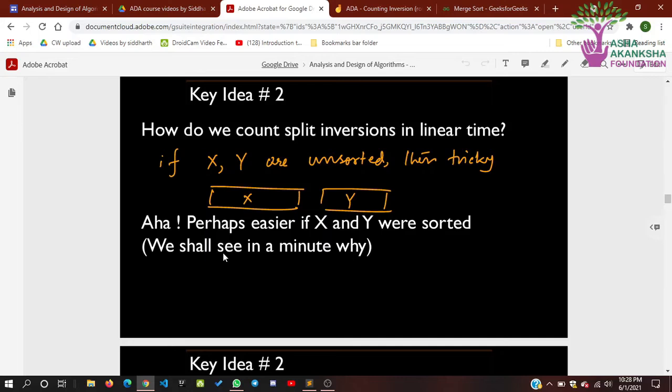Remember that x and y were the two parts. If x and y are themselves unsorted, then it is very difficult to find the number of split inversions in order of n time complexity. So we have to make x and y sorted first.